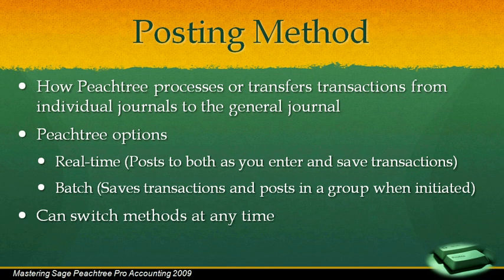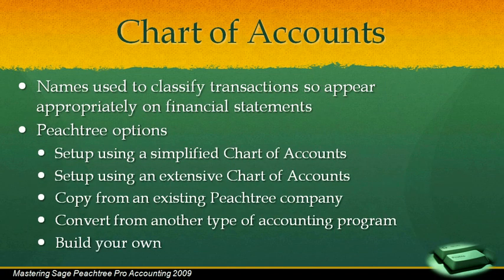You can switch methods at any time, so if you're not sure which one you need, maybe you can try one, and then you can always switch it later. There's no requirement that you have to stick with the one you choose, unlike a couple of our other decisions we've had to make. We've talked a little bit about the chart of accounts, and you understand what's there. But when it comes to this part, we're talking about creating the company file. These are the names used to classify the transactions that appear, and we want them to appear appropriately on our financial statements.